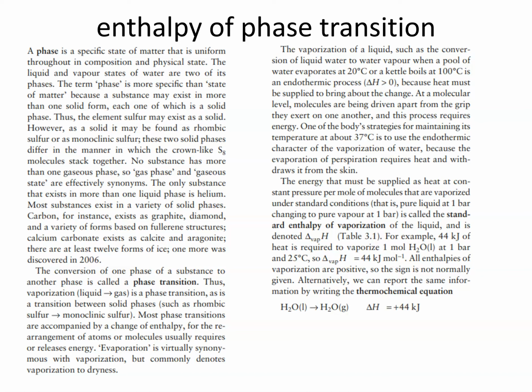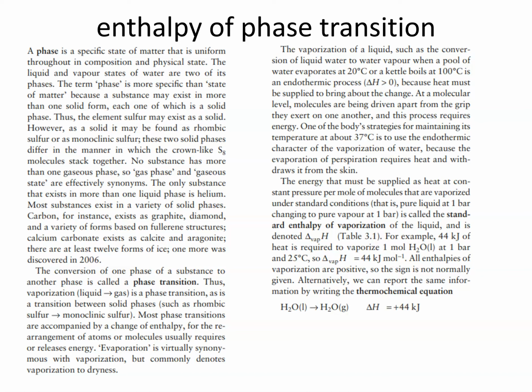Therefore, the element sulfur exists as a solid. However, as a solid, it may be found as rhombic sulfur or monoclinic sulfur. These 2 solid phases differ in the manner in which the crown-like S8 molecules stack together. No substance has more than one gaseous phase, so gas phase and gaseous state are effectively synonymous. The only substance that exists in more than one liquid phase is helium.